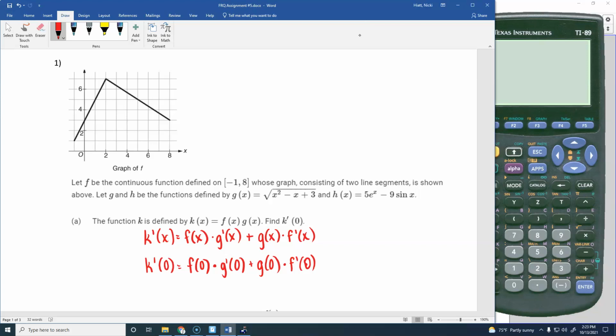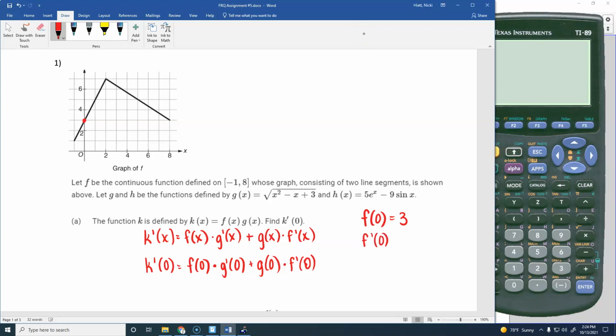You need to list these over to the side, because the rubric for this gives you points for f prime of 0 and g prime of 0. So if you don't have that listed and you just start throwing numbers in, you may not get those full points. So f of 0. F is the graph. What is f of 0? 3. Okay, we're just reading that off of the graph. The y coordinate that goes with our point there is 3.